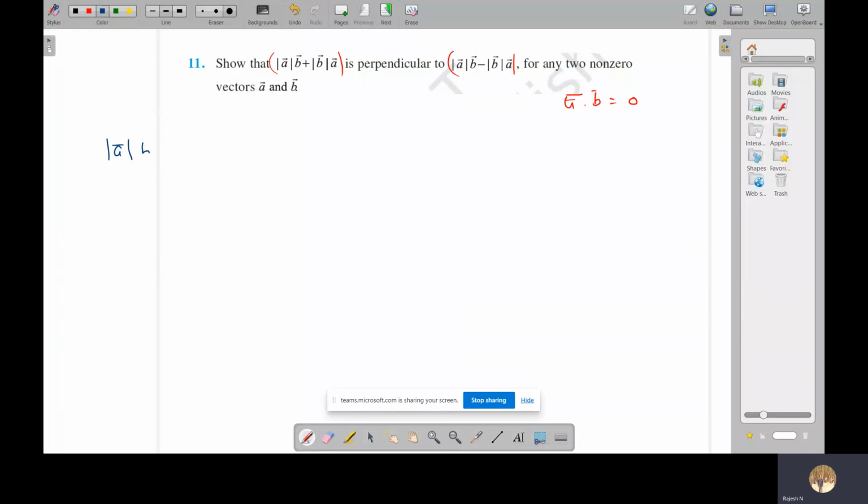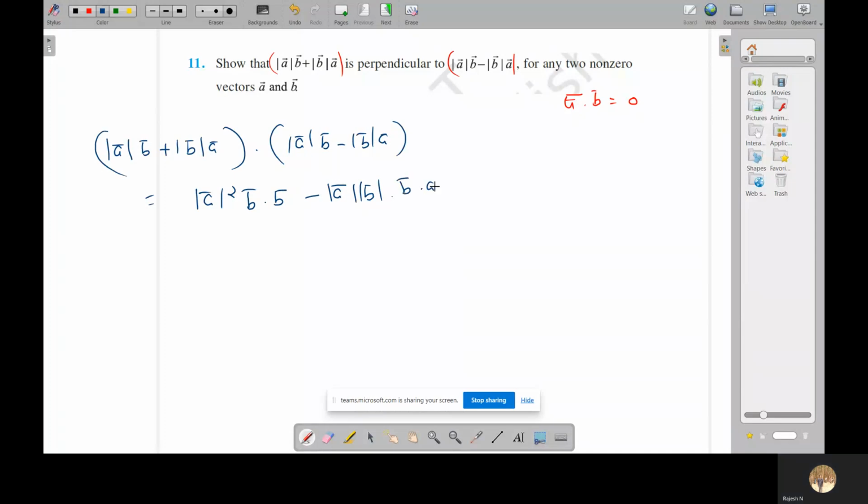Modulus a bar into b bar plus modulus b bar into a bar, dot modulus a bar into b bar minus modulus b bar into a bar. You have to find this. So actually modulus a bar is a scalar. So modulus a bar squared into b bar dot b bar. First you have to multiply this. Next, first and last. That means modulus a bar into modulus b bar into b bar dot a bar. Next, second.